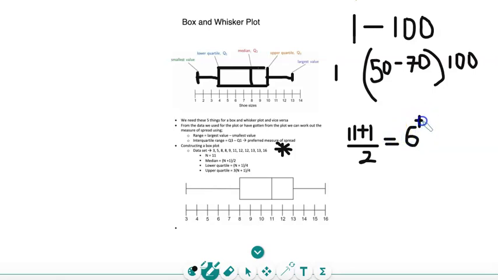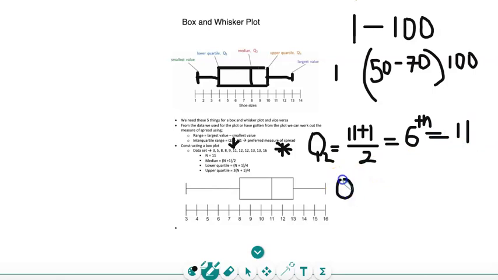Now this tells us that our median is in the 6th position. It does not tell us that our median is 6. And our median can also be represented by Q2, which I'm just going to note here. So our median here is in the 6th position, and now we're going to count 1, 2, 3, 4, 5, 6. So our median here is represented by 11.